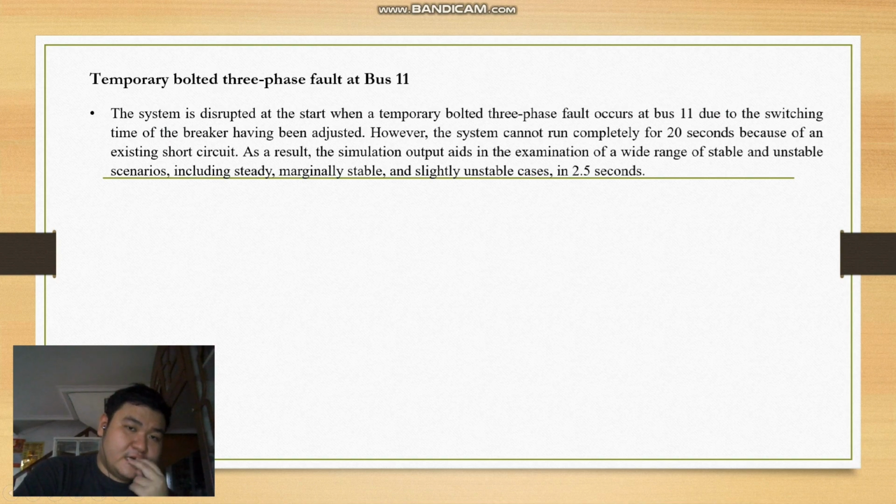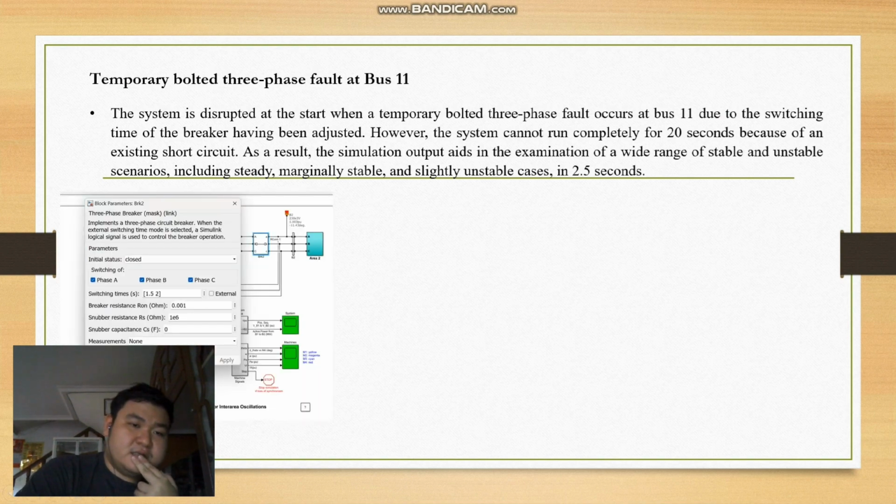So last but not least, we do the last case, a temporary three-phase fault at bus 11. We also do the same thing: adjust the switching time of the breaker, but the system cannot run until 30 seconds because of an existing short circuit. So we do the analysis of the stable and unstable condition in 2.5 seconds.